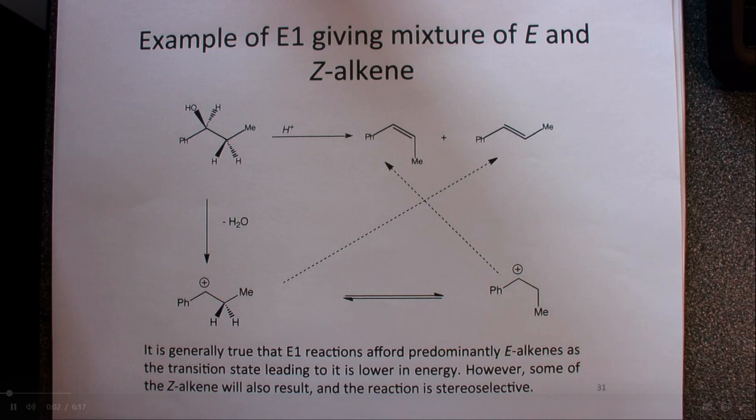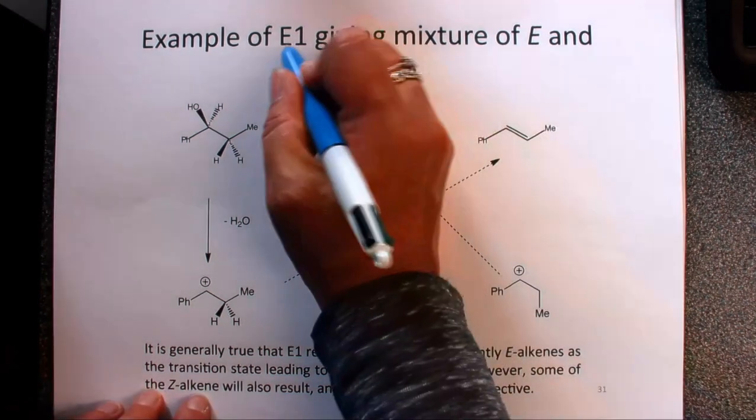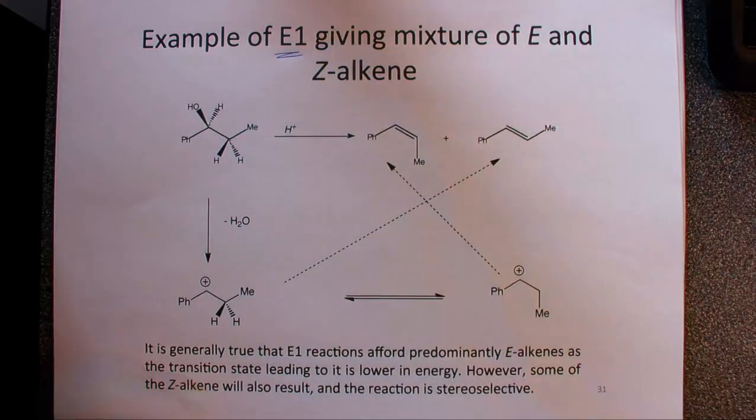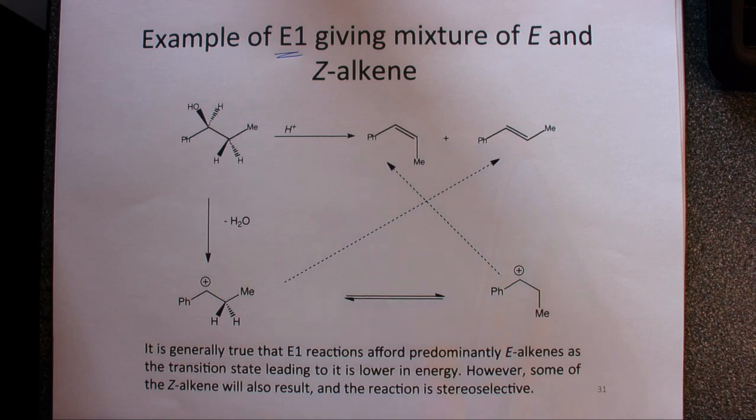So in this example, we're going to go through a specific E1 reaction. E1 elimination unimolecular, so just one species will be involved in the rate determining step. And we're going to see how that can give access to different isomers of the alkene and why one of them will predominate. So again, this is in your slides.